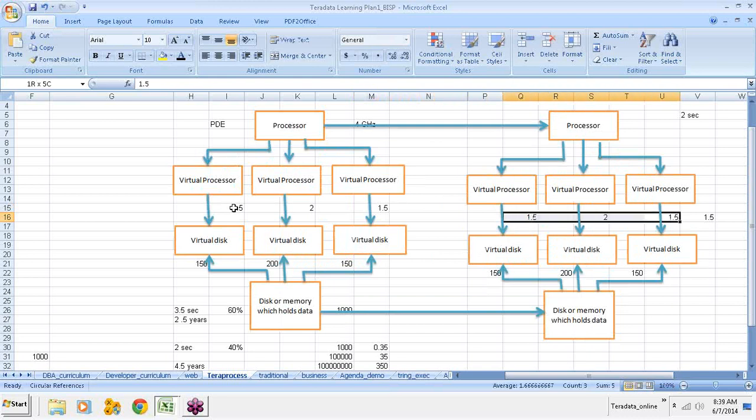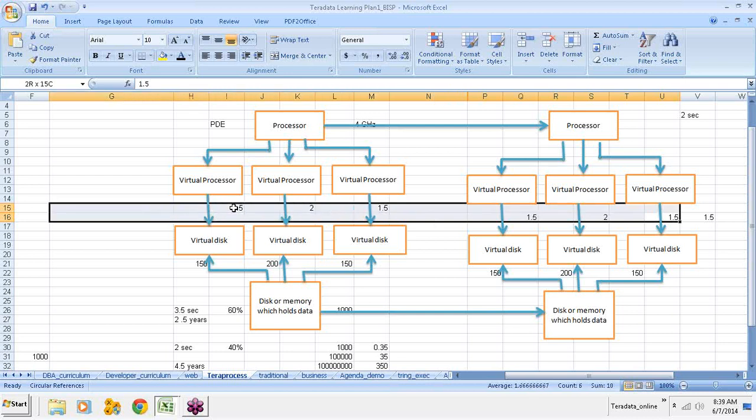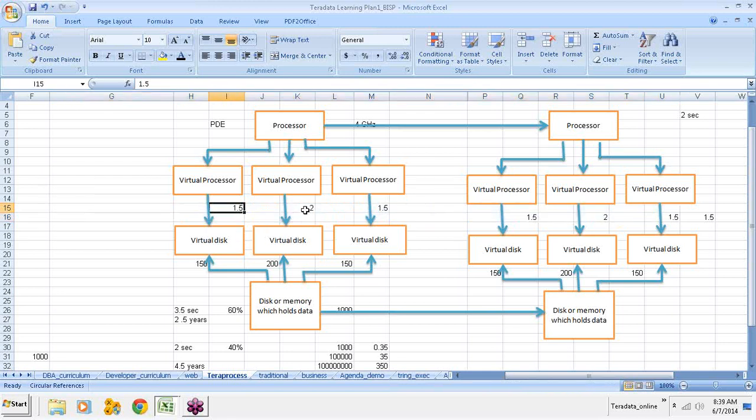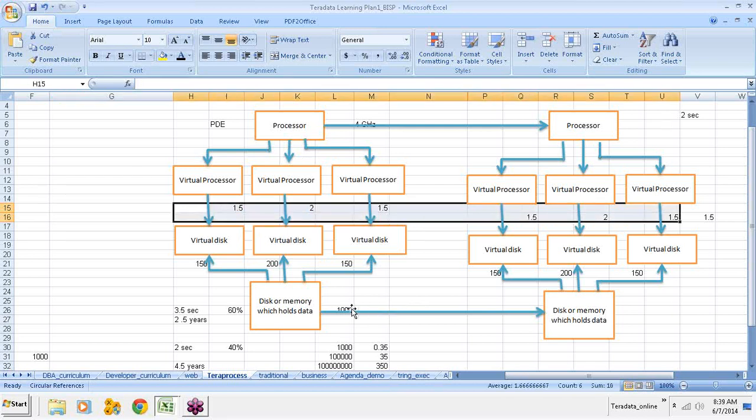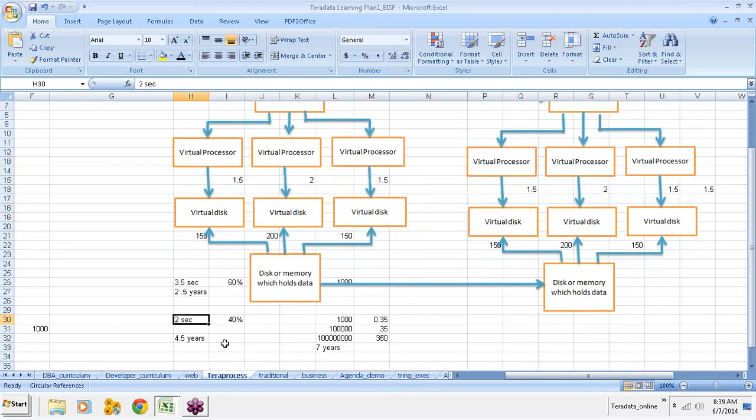So now, what is the time I need to wait with the Teradata machine of 6 virtual processors and 6 virtual disks to generate a report out of 1000 records? Can you tell me? Is it 1.5 seconds or 2 seconds or the sum of all these timings? Even though this process completes within 1.5 seconds, it has to wait for other processes to complete, right? So a maximum of 2 seconds I need to wait to generate the report for all the 1000 records. So it is now 2 seconds. After the upgrade, within 2 seconds I am able to complete. Earlier it was 3.5 seconds. Now it is 2 seconds.